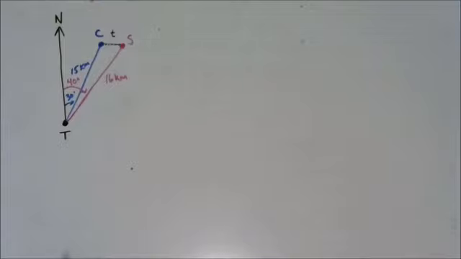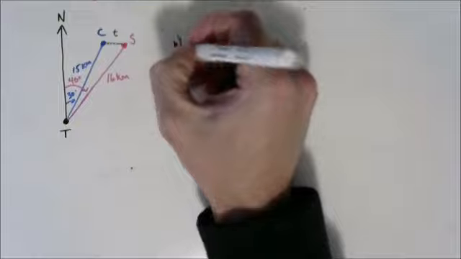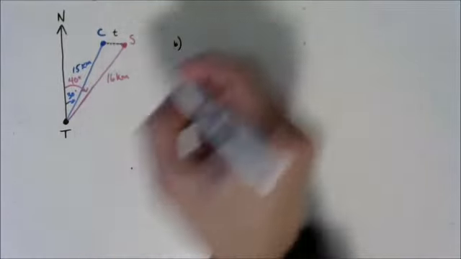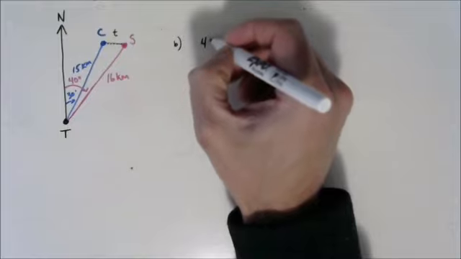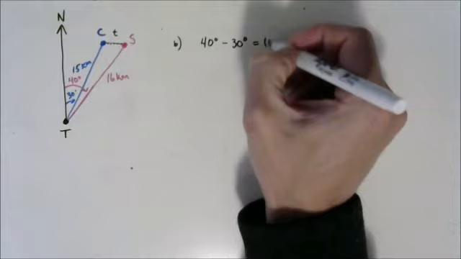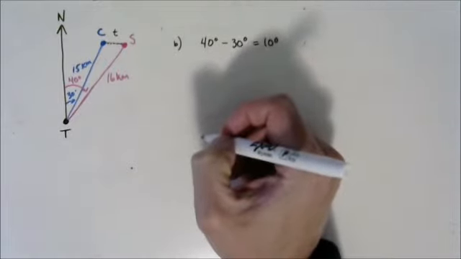Now, B asks, from the tower, what is the angle separating the two aircraft? Well, if one of them is 40 degrees from north and one of them is 30 degrees from north, then the angle between them must be 10 degrees. Okay? We'll call that angle T.